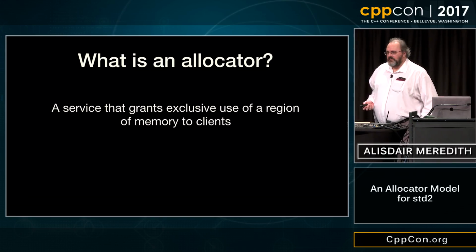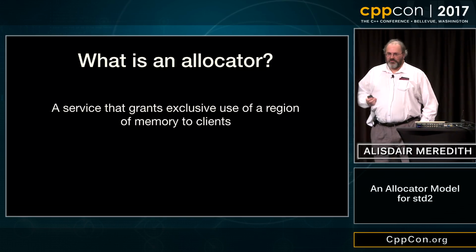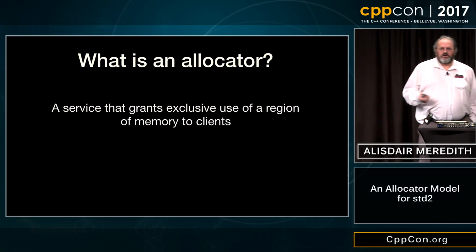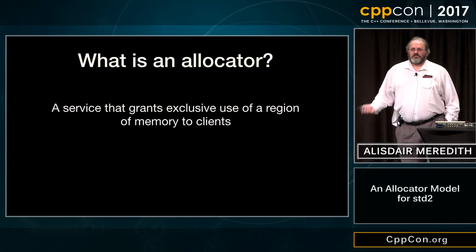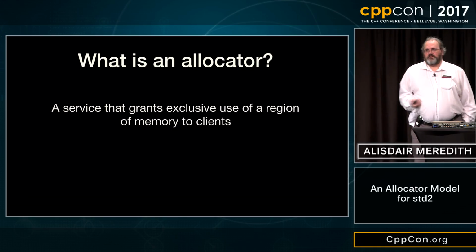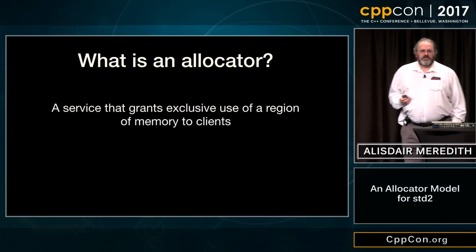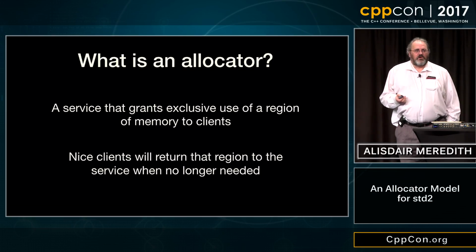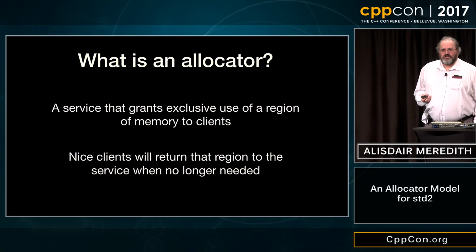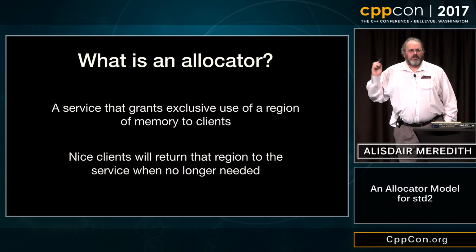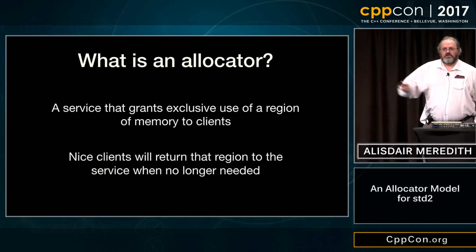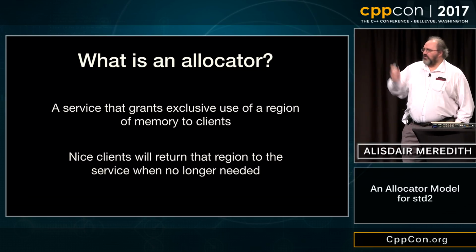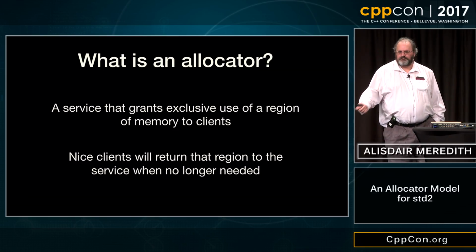An allocator is a service that grants exclusive use of a region of memory to the clients that need to use memory. That's my basic notion of what an allocator has to do. It's got a second side: if you've got nice, well-behaved clients, they might want to tell the allocator when they're finished using that memory so it can reuse that region somewhere else. So that's my basic model of what an allocator is and does.